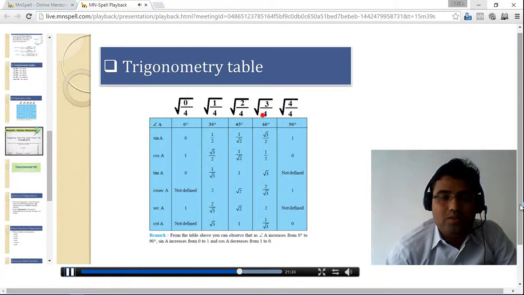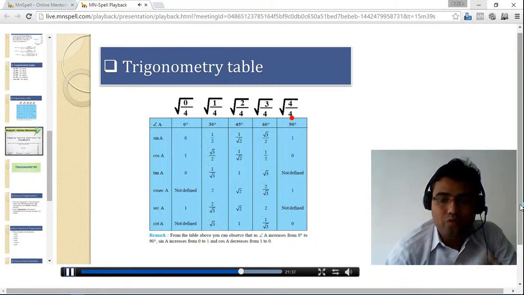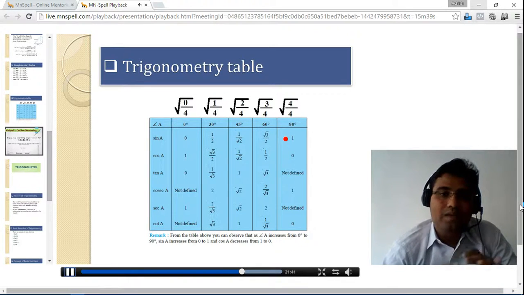Now sine 60: root 3 remains the same, and root 4 becomes 2, coming outside. So sine 60 is equal to root 3 upon 2. Now 4 upon 4 gives the value 1, so root 1 is equal to 1. So sine 90 is equal to 1.